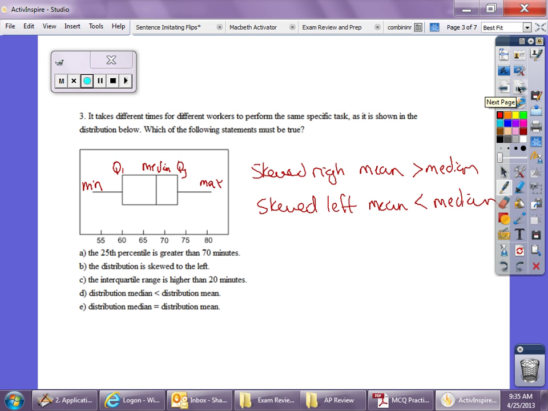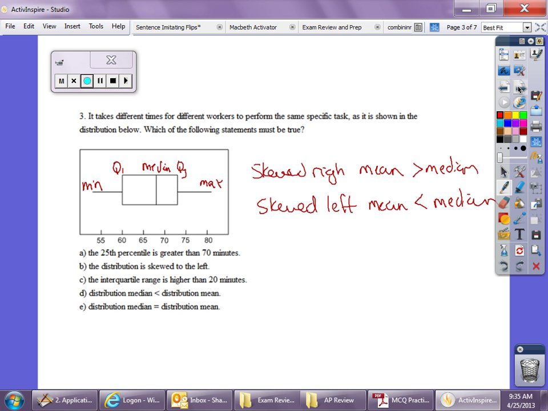The problems on here are out of order, so I'm going to the box plot, which was the first question on the back. Okay. It takes different time for workers to perform the same specific task, as it is shown in the distribution below, which of the following statements must be true. So what we need to do here is look at each statement and determine whether or not it appears to be true.